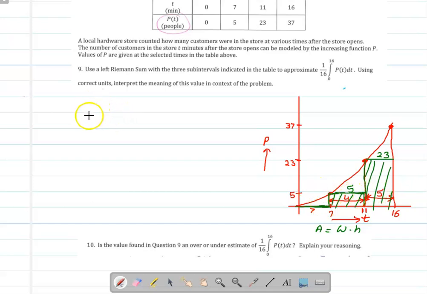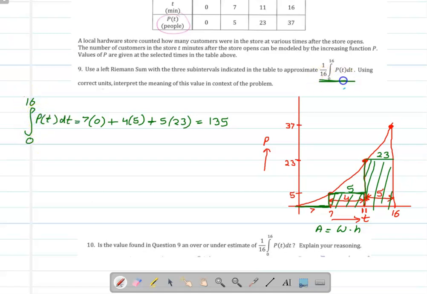Area of the first rectangle is width times height. Width is 7, height is 0. 7 times 0, plus the area of the second rectangle, which is 4 times 5, width times height. And the area of the third rectangle is 5 times 23, which gives a total of 135. And this gives us the value of the definite integral from 0 to 60.